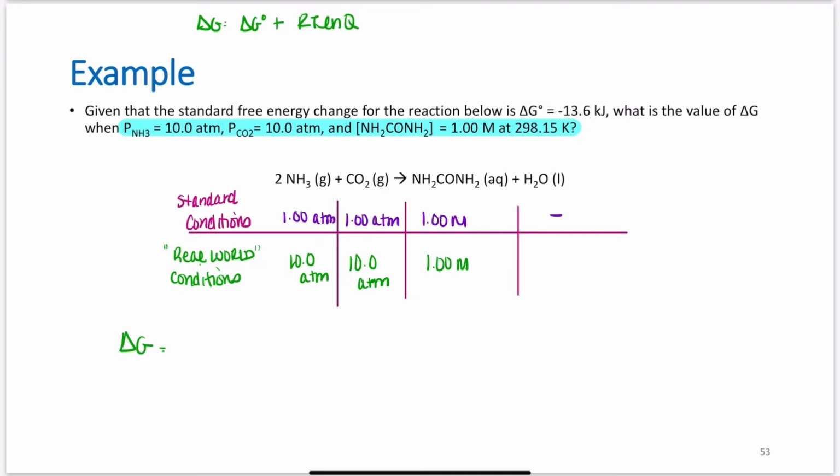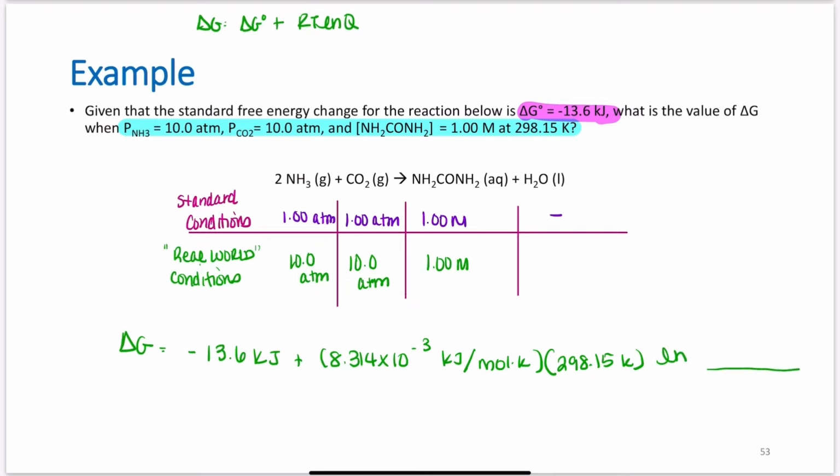I know delta G naught because the question tells me that delta G naught is equal to negative 13.6 kilojoules. So negative 13.6 kilojoules, plus R, my gas constant, 8.314 times 10 to the minus third, because I want kilojoules here, kilojoules per mole K, times temperature, 298.15 K, times the natural log, products over reactants.